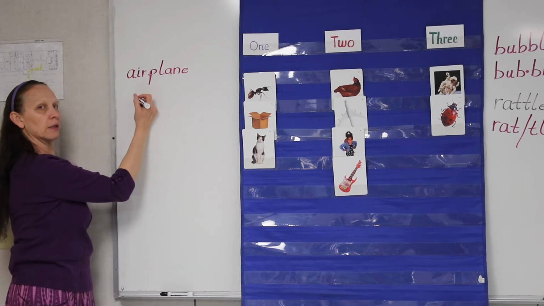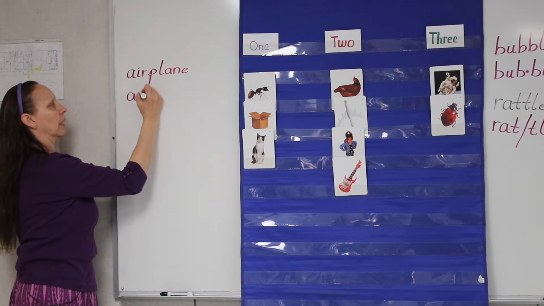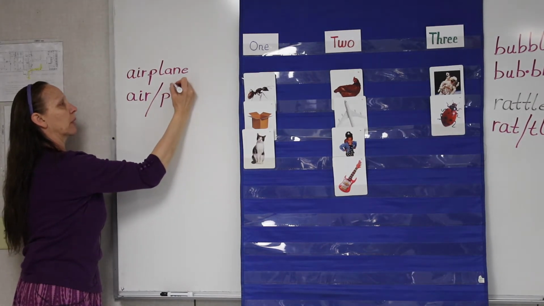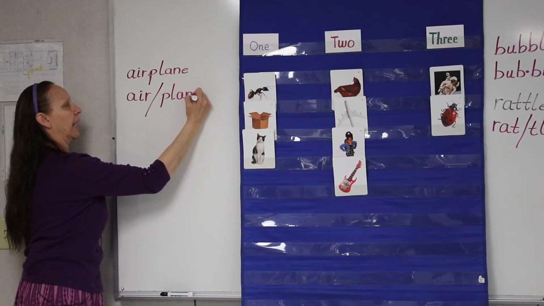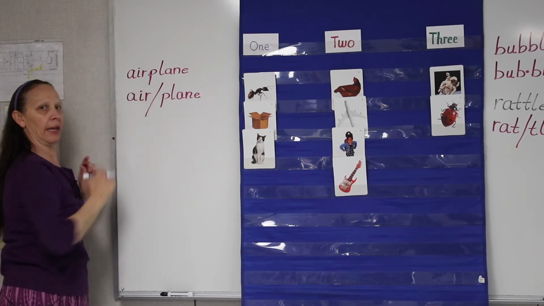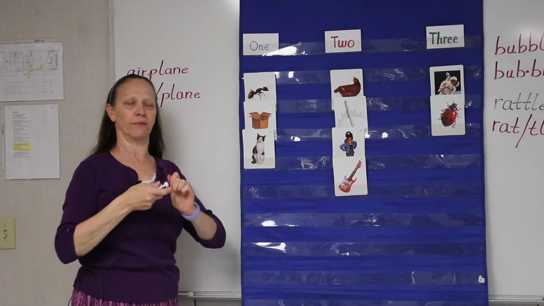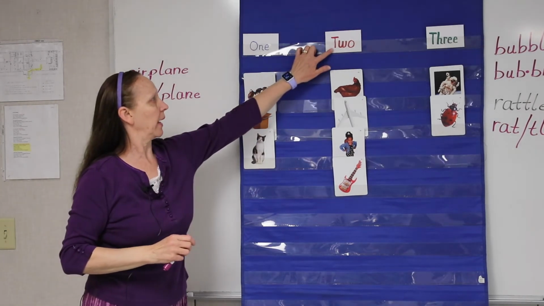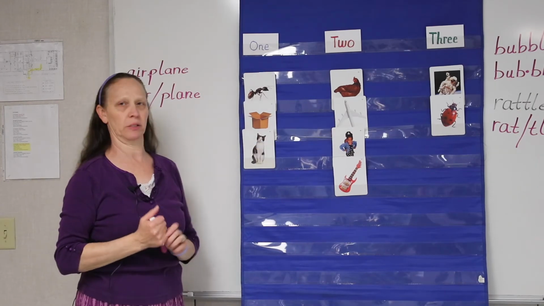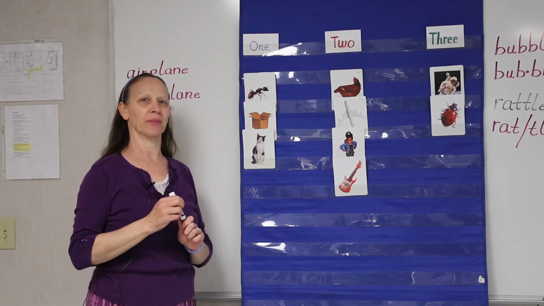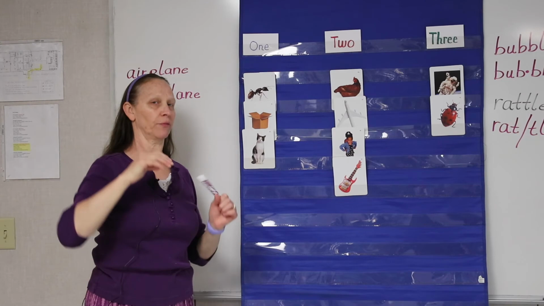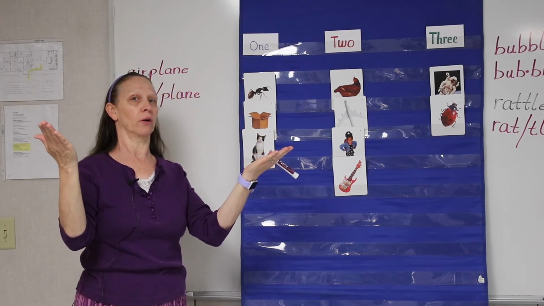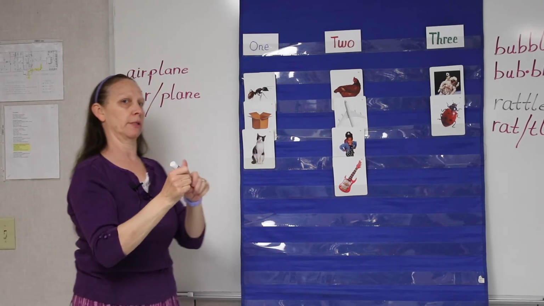So this would be air, split it, plane, airplane. Okay, and if you say that, airplane, you'll see that we're right. It has 2 syllables. Okay, got it? So if you have a compound word, 2 words put together, you're going to split it between the 2 words.